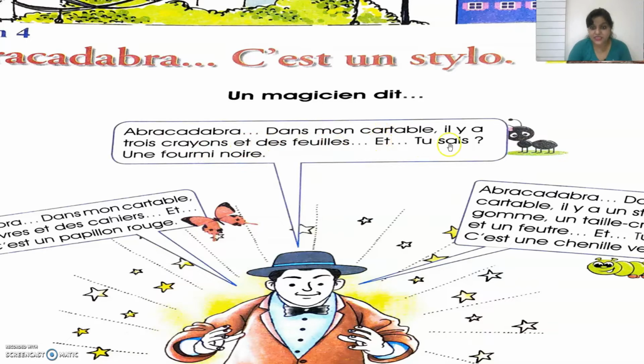Et and tu sais, you know, it is une fourmi noire. What is une fourmi noire? Une fourmi noire is a black ant. So in his bag, there are 3 pencils, some sheets, and you know what is it? There is a black ant.